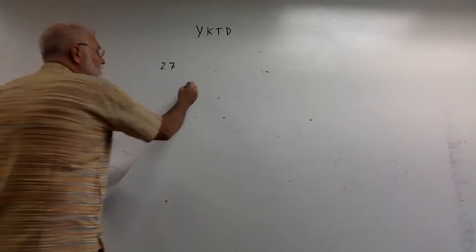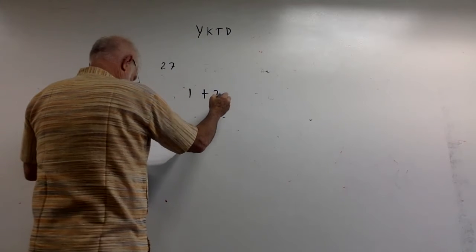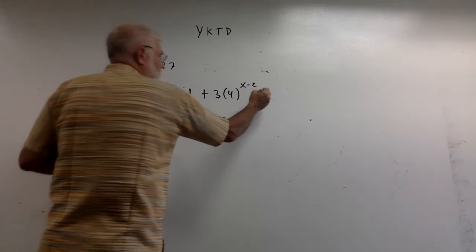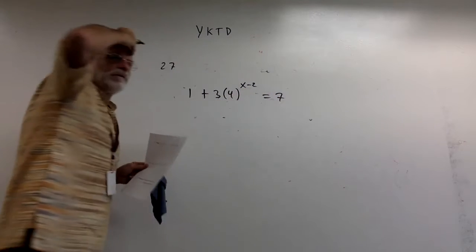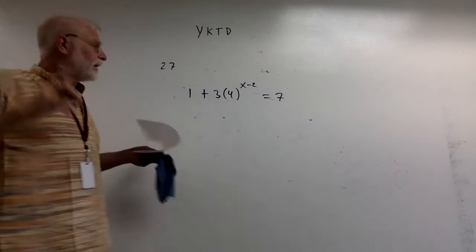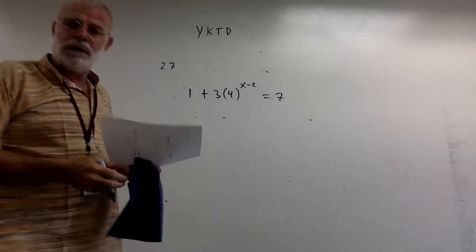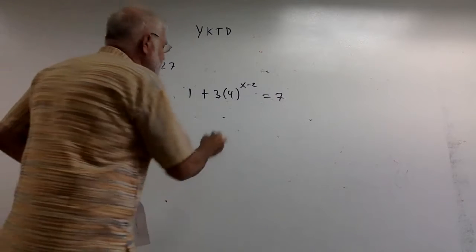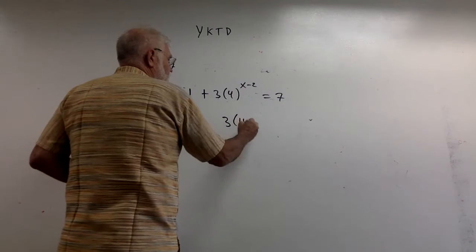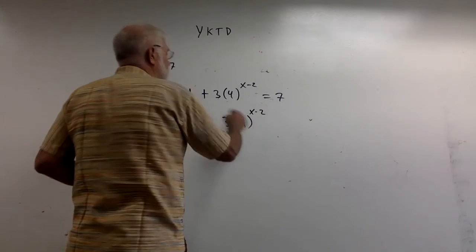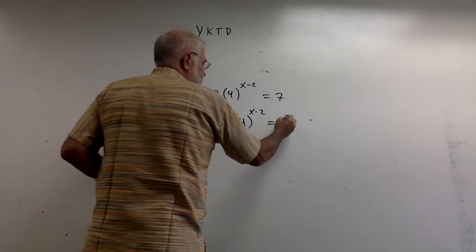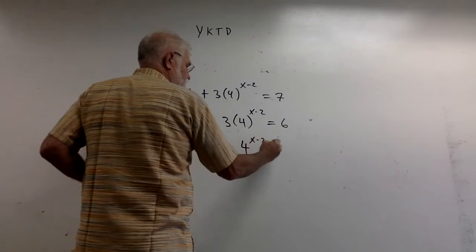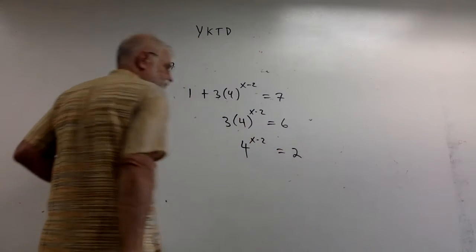Solve 1 plus 3 times 4 to the x minus 2 equals 7. I'm going to use inverse operations. There's another aspect of solving here that we can do as well, but I'm going to do the correct inverse operation. So 3 times 4 to the x minus 2, subtract 1, equals 6. 4 to the x minus 2 equals 2.